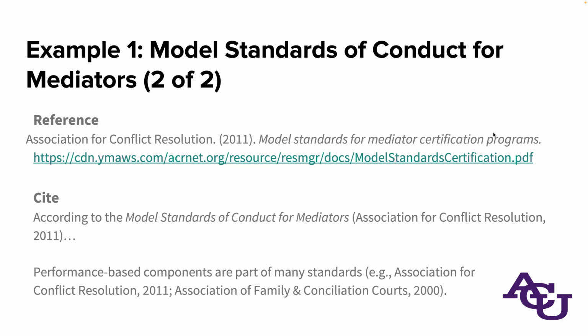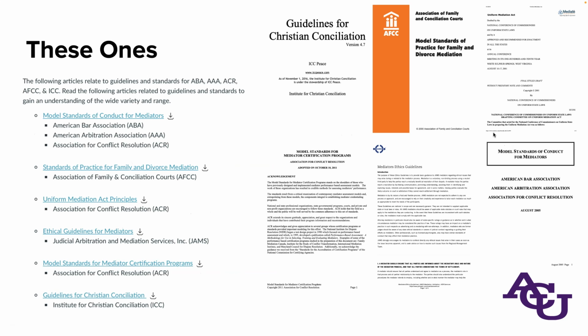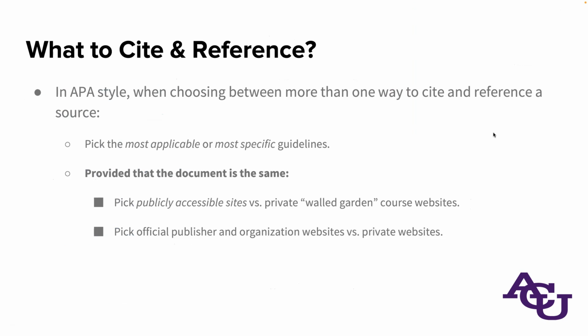So in this case, who wrote it is the Association for Conflict Resolution. The organization claims group authorship or corporate authorship. When was it published? 2011. And if we look back here, we see that they do happen to say adopted on October 10th, 2011. Great. And it even has a copyright at the bottom. So we have that confirmation. And for this type of source, we don't include the month or the day. We just include the publication year.